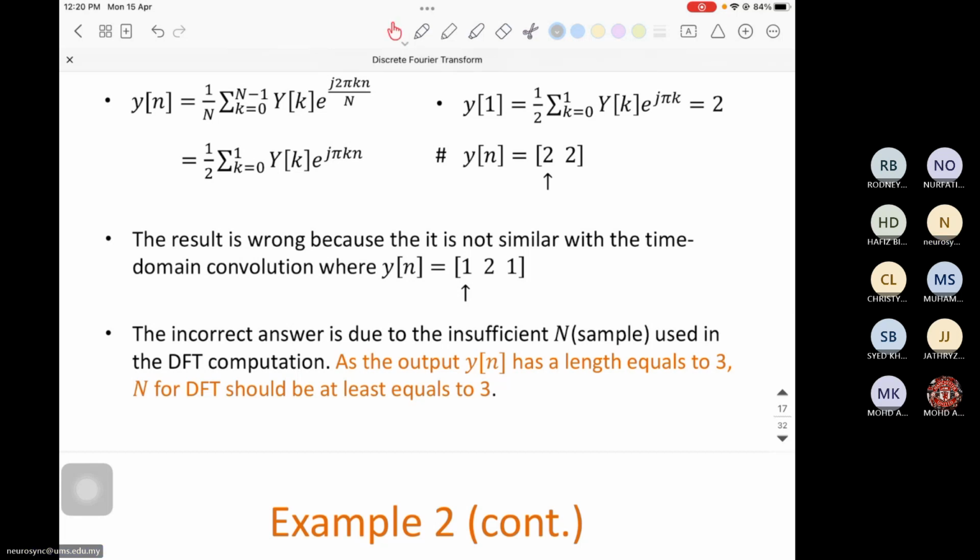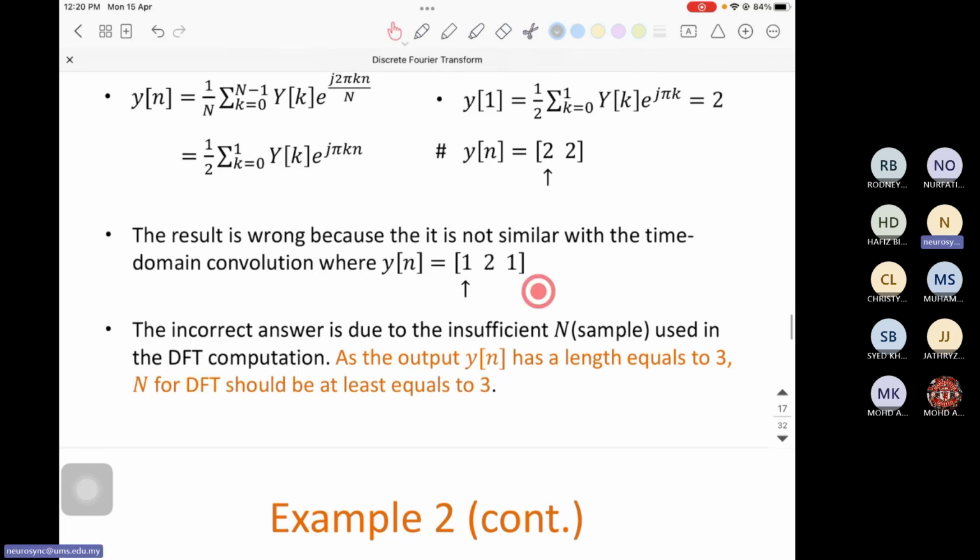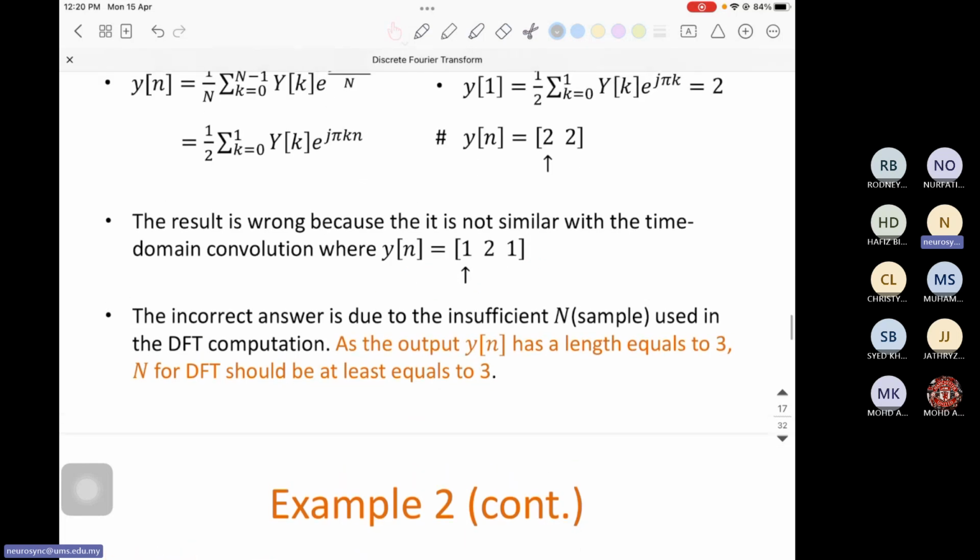Okay. So why is there this incorrect answer using the frequency domain computation? This is because we have a very small sample size. Here the sample size was 2 only. Okay. So because of insufficient sample size, we are getting the wrong result.